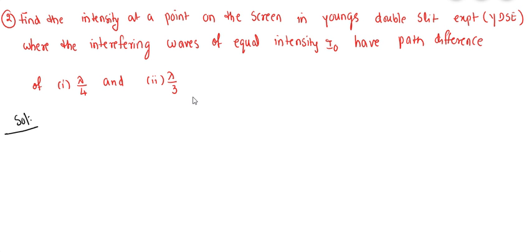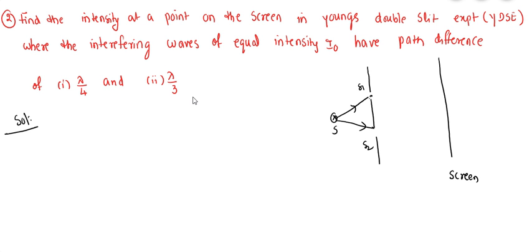You see here, these are the two slits S1 and S2, and this is the source. It is emitting the light, and now this is the screen. The light which is emitting from S1 and the light which is emitting from S2 are superposed with each other. Two light waves having the same intensity I naught are superposed with each other.